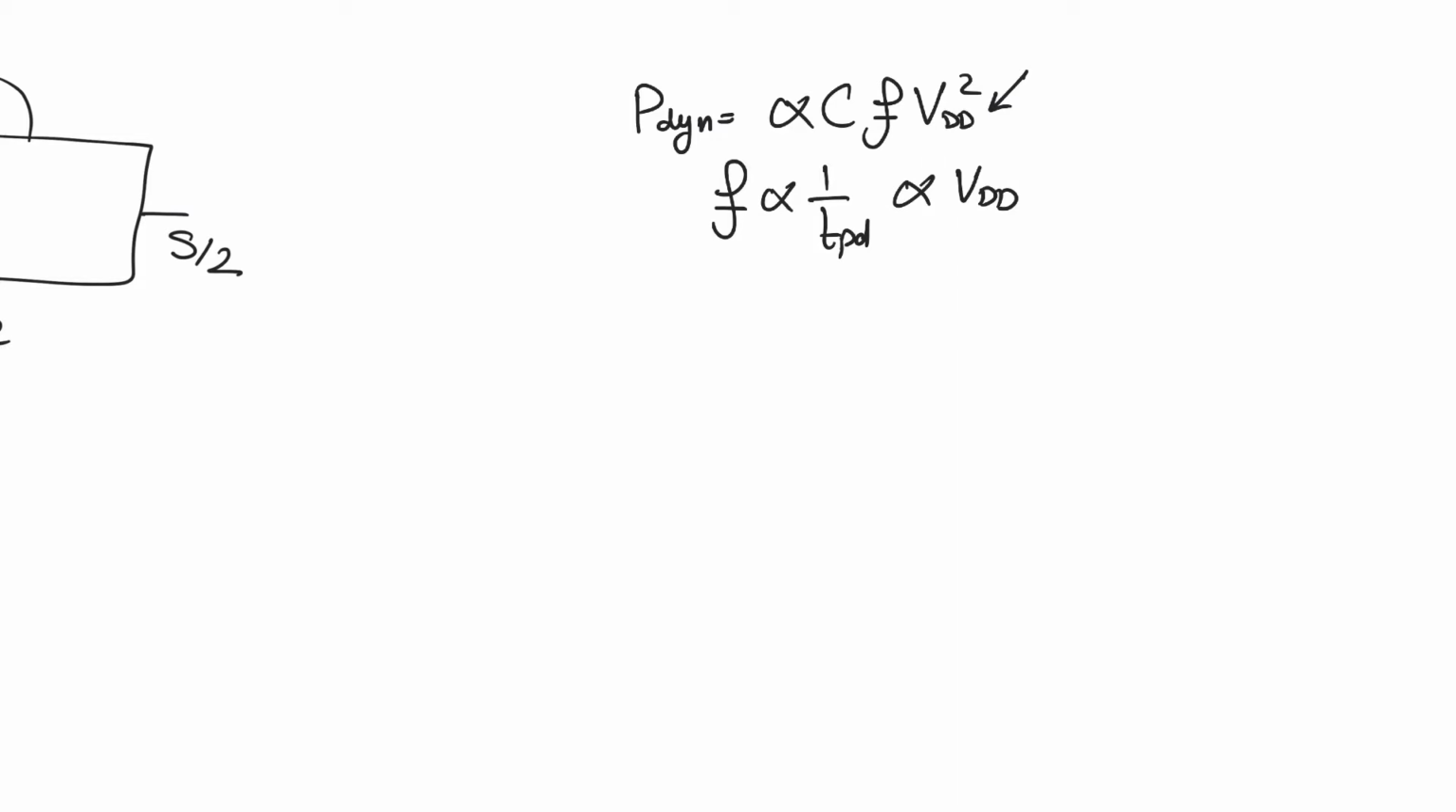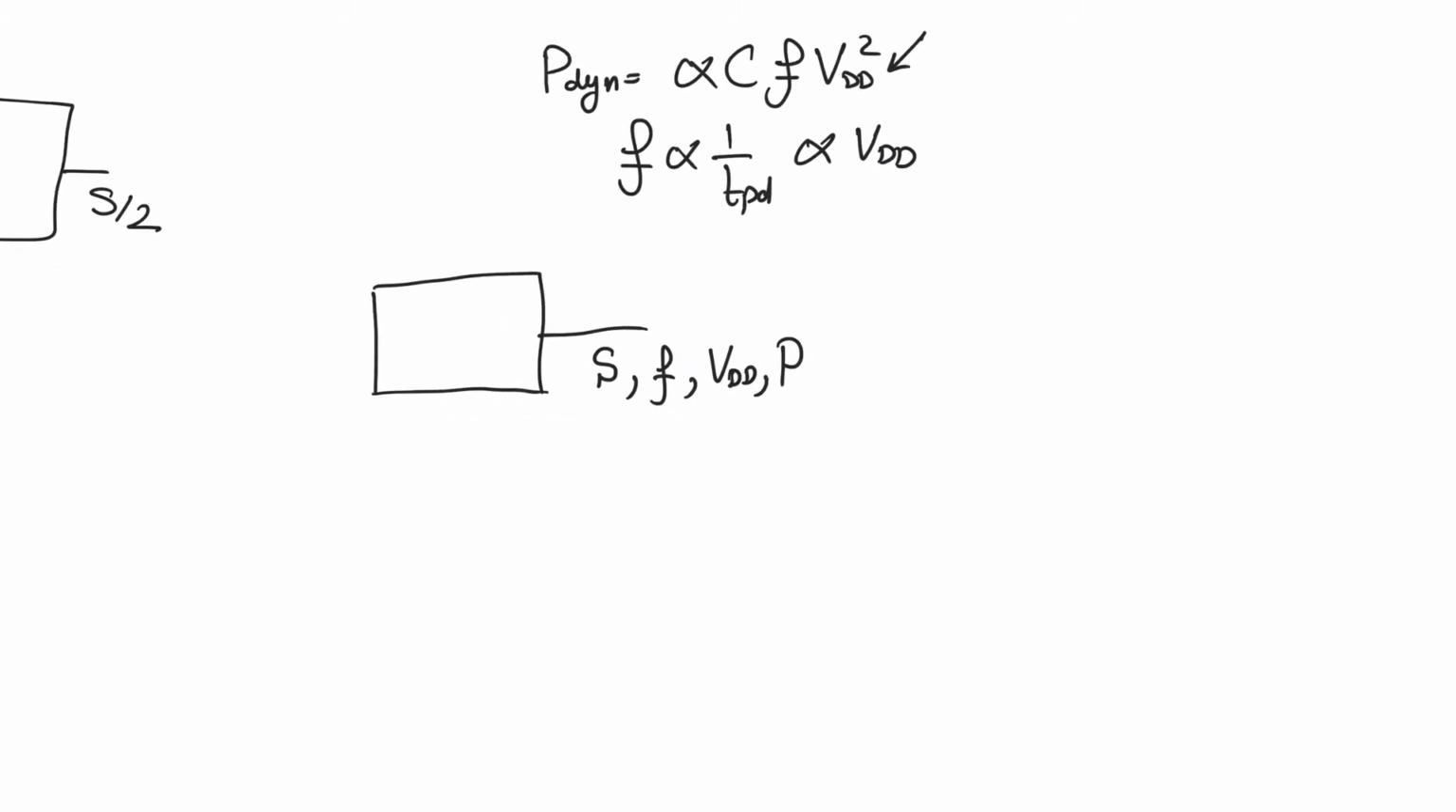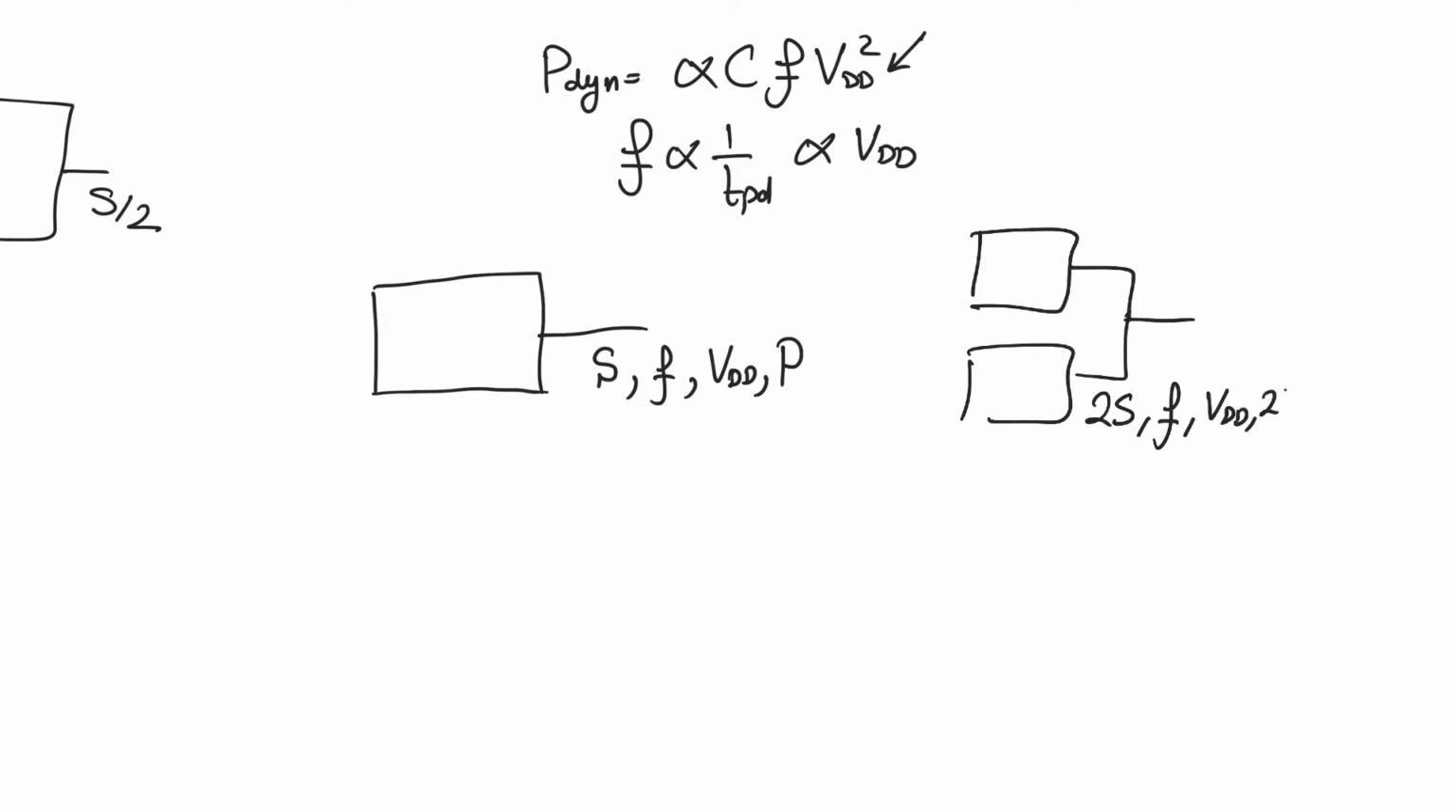Now consider a circuit that is producing outputs at a throughput of S when it's operating at a frequency of F and a power supply level of VDD. In this case, it is consuming power at a level P. Now assume we use two of this circuit in parallel with each other and combine their outputs together. We are getting double the throughput, 2S, at the same frequency, using the same supply, and consuming double the power because each of these two networks is going to consume P.